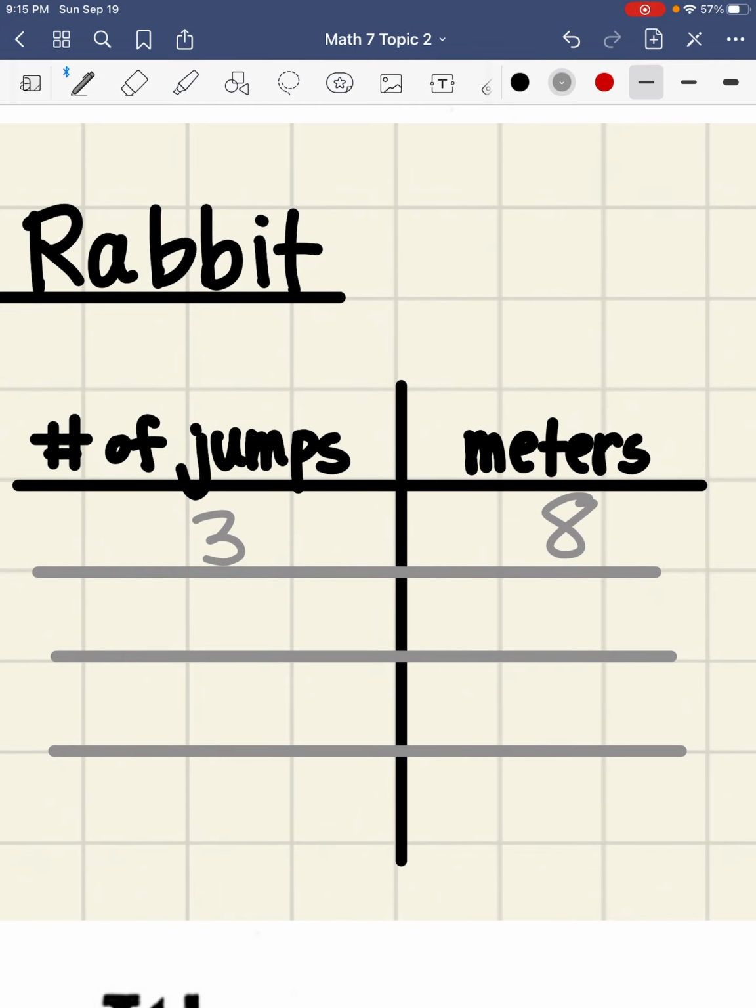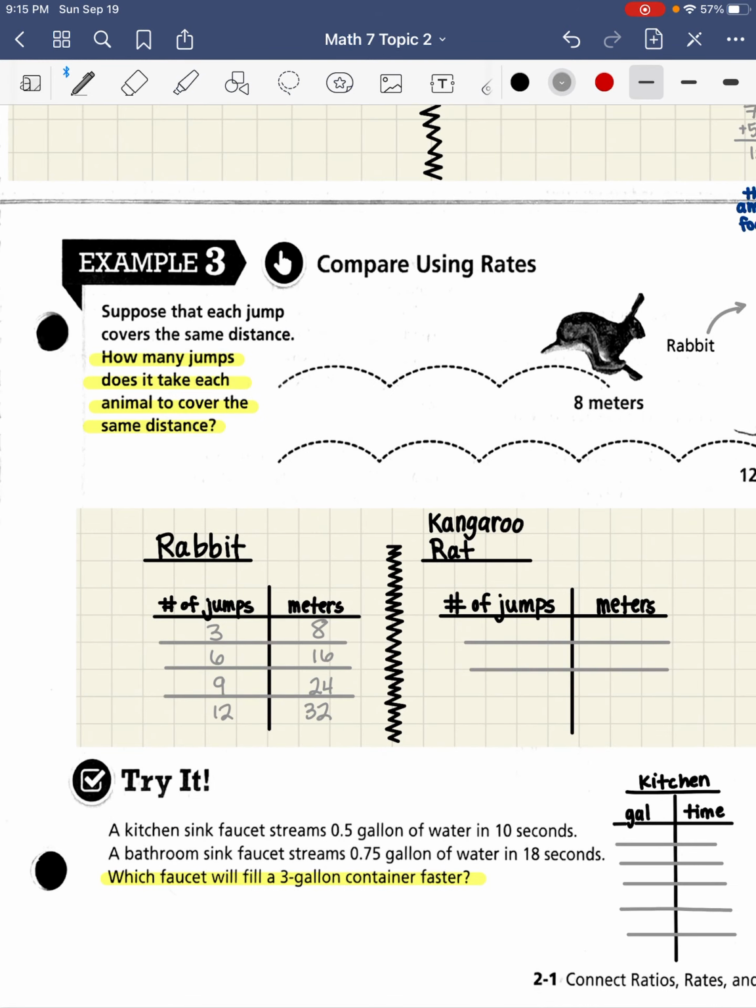Okay, well, what if he went 3 more jumps? He would have 6 total jumps, and he would just double the number of meters. So 8 times 2 is 16. Well, what if he went 3 more jumps? Well, that would be 9 total jumps. And then I would add 8 more, so 24 total meters, and so forth. I could go to 12 jumps, and then we know if he did 12 jumps, he would cover 32 meters of distance.